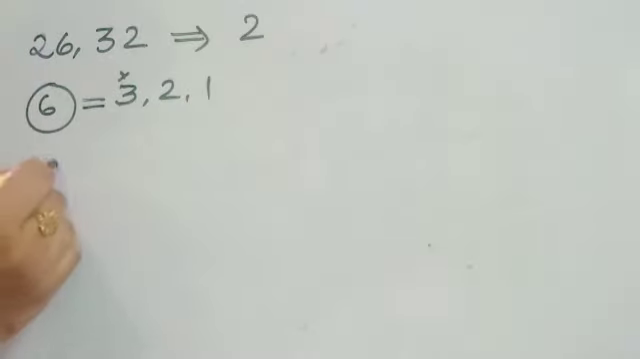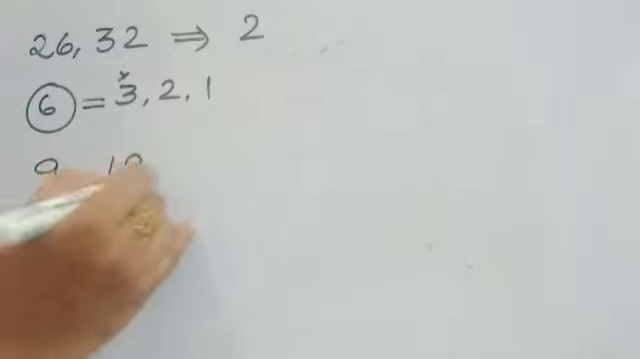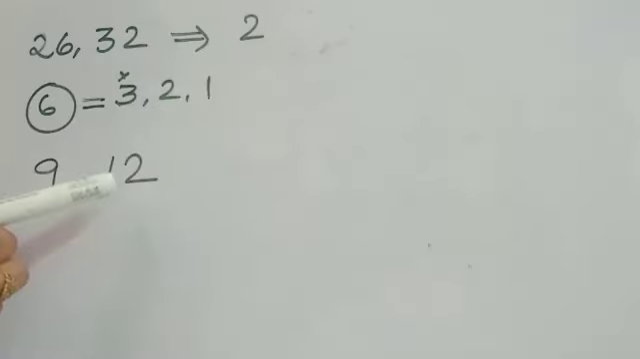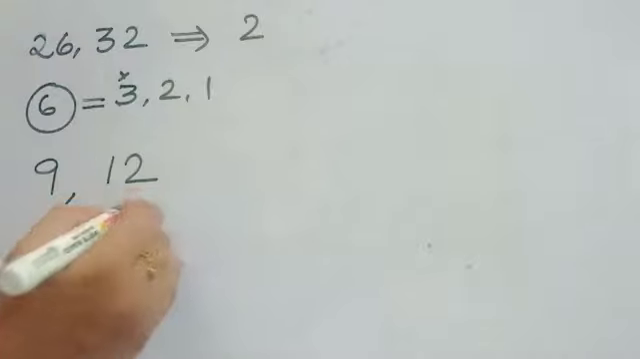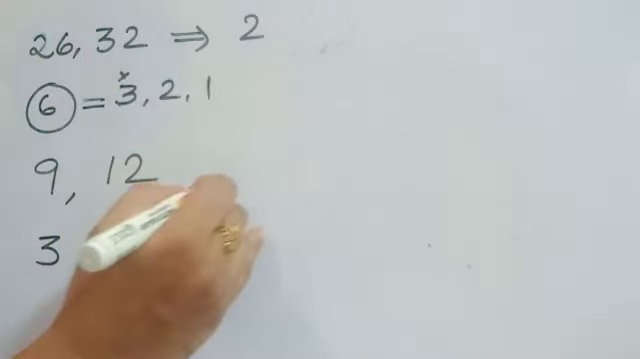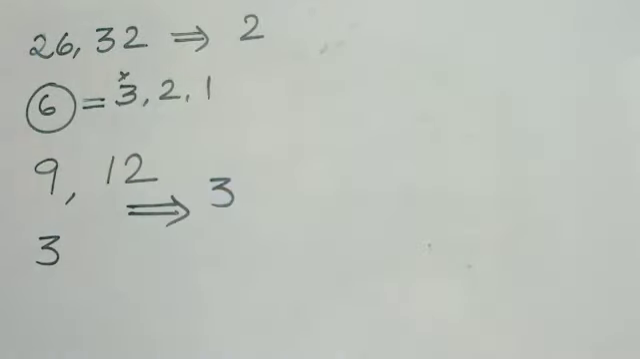The next one is 9 and 12. We have to find the difference between these two numbers. It is 12 minus 9, we have 3. Is 3 a divisor of 9? Yes. And is 3 a divisor of 12? Yes. So we can conclude 3 itself as the highest common factor for 9 and 12.